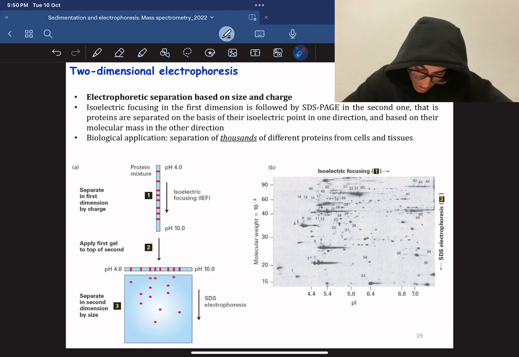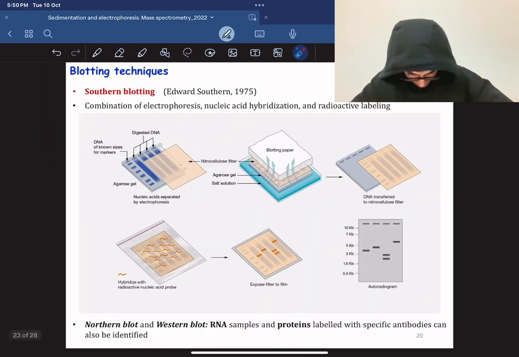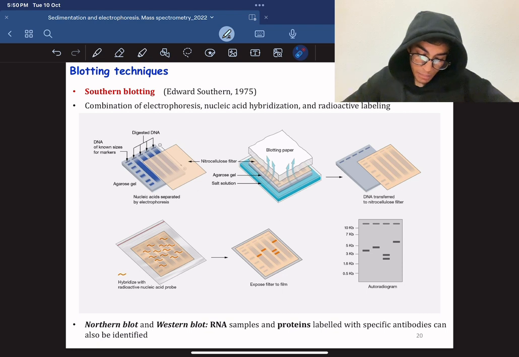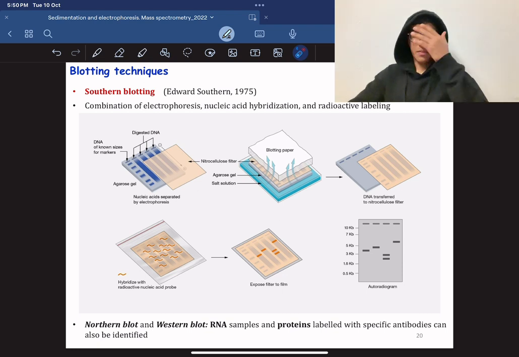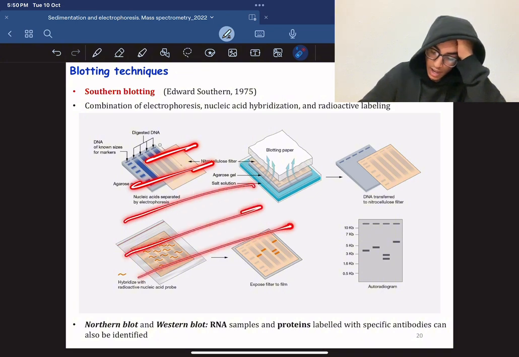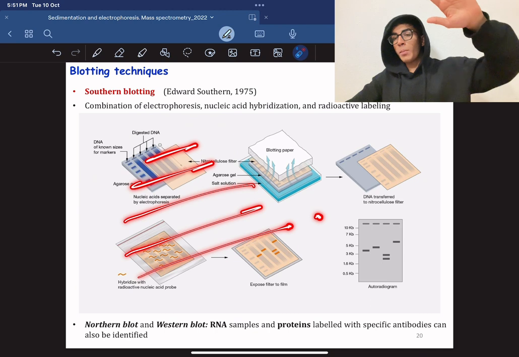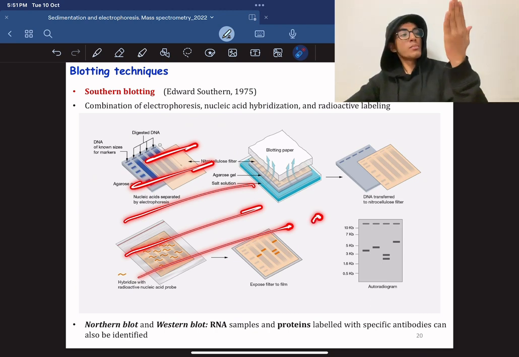Amazing, okay? So, at first, we do the isoelectric focusing. Then, we do the SDS-PAGE. Blotting techniques are basically what we do next. Let's see, after we get the results of our gel electrophoresis, where we have clean, discrete lines, how do we transfer this onto a place where we can look at it and say, okay, fine, now I see the readings?